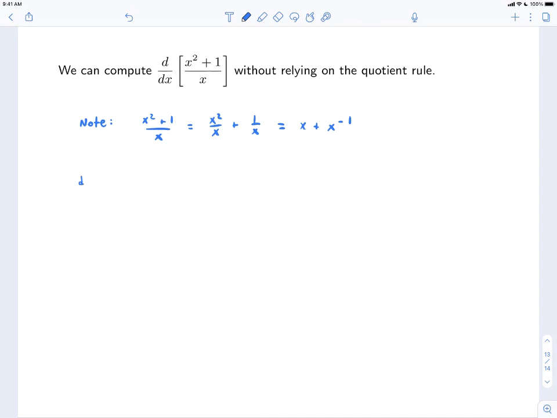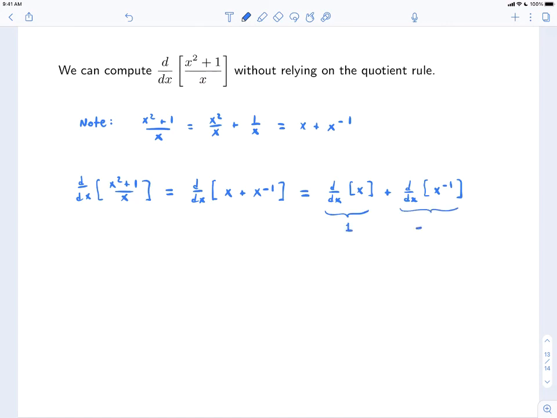So if we want to differentiate this quotient, x squared plus 1 over x, instead of using the quotient rule, we can write this as the derivative with respect to x of x plus x to the negative 1, and just differentiate term by term using the power rule. So the first one, well, let's just write it out. The derivative with respect to x of x plus the derivative with respect to x of x to the negative 1. Now the first one, the derivative of x, is just going to give us 1. And the derivative of the second one, that's going to give us minus 1 times x to the negative 2.